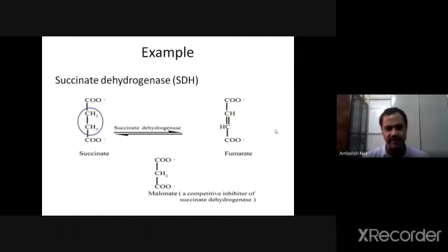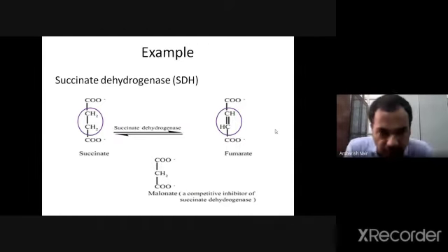There is succinate, a biochemical compound naturally present in us. The formula is COO-, CH2, CH2, COO-, with two carboxylic groups. The enzyme called succinate dehydrogenase binds this succinate and converts it into fumarate. The difference between succinate and fumarate is that there is a double bond between the CH and CH groups in fumarate, but no double bond in succinate.